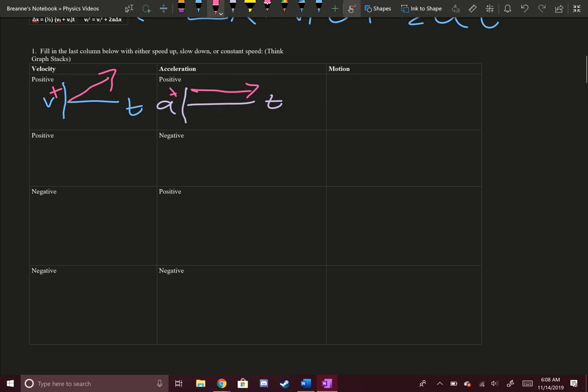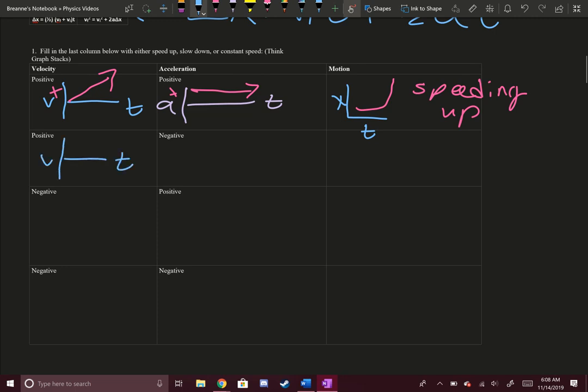If we want to take it a step further, if we look at our position versus time graph, we're speeding up in the positive direction. So that means our graph will look like that. So we're speeding up. So again, kind of break down the graphs.